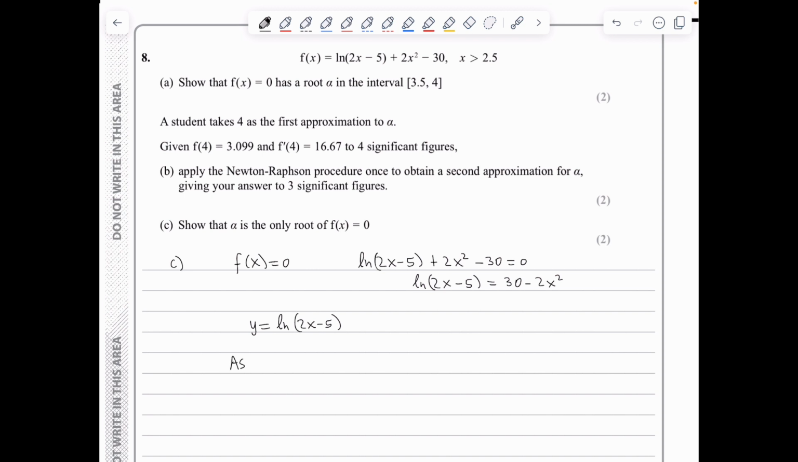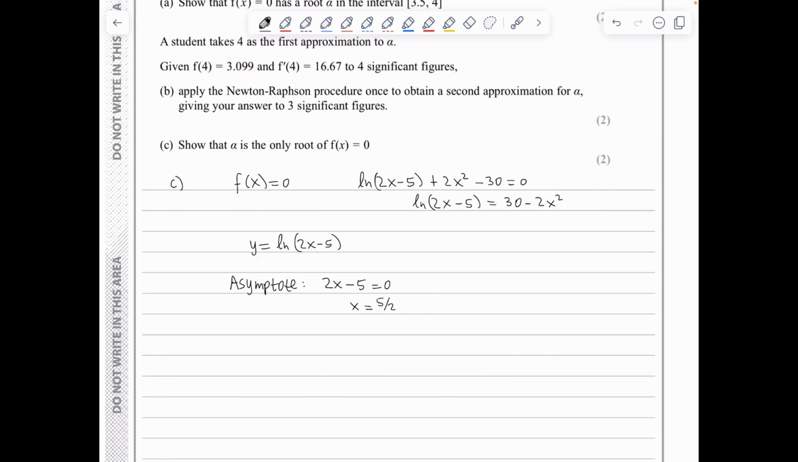So the asymptote is to be found at 2x minus 5 is equal to 0, leading to x is 5 over 2. Now to find the cut on the x-axis, we need to put y is 0, which leads to 0 being ln of 2x minus 5. So e to the 0 is 2x minus 5. E to the 0 is 1. So 1 is 2x minus 5. 6 is 2x. So 3 is x. This is giving me enough information to sketch y is ln of 2x minus 5.